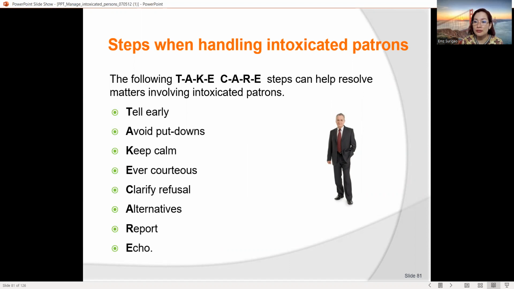Clarify refusal. Okay, so if you refuse something, you need to clarify it as much as possible in order for the guest to understand, because if the person is intoxicated, they have poor judgment and inhibition already. Report. Whatever happens, report in order that someone can help you with that situation. Then echo. You echo it to other staff or internal or outside organizations.